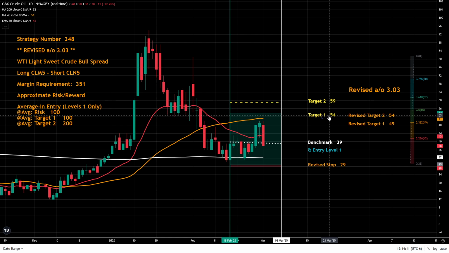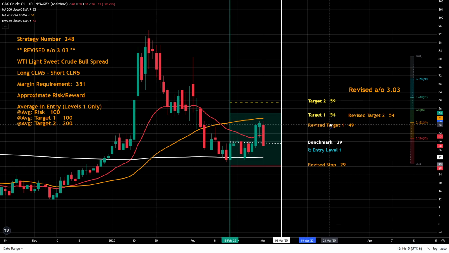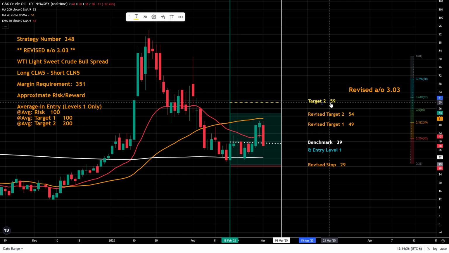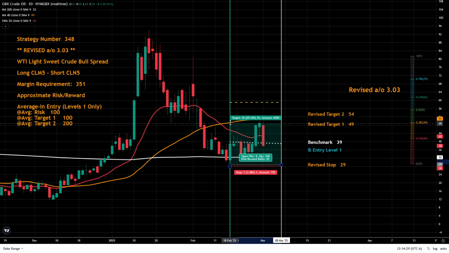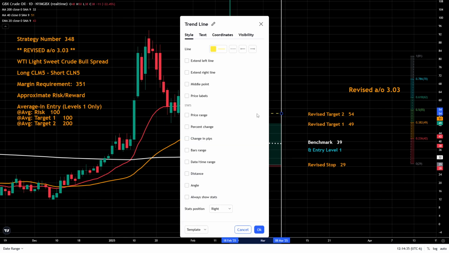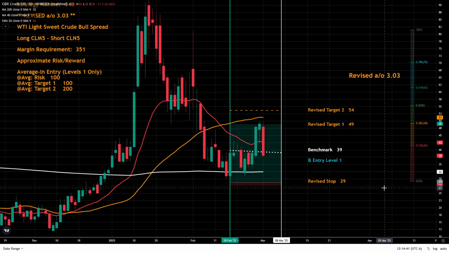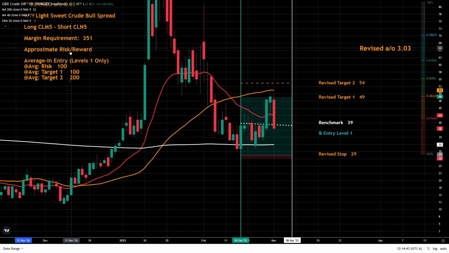Okay, so we're canceling entry level 2, raising the stop to 29, and then I'm going to lower the targets. Target 1 had been 54. It's now going to be 49. And target 2 had been 59. It's now going to be 54. All right, so this is the new look for this strategy. Okay, so tighten up the targets and tighten up the stop.